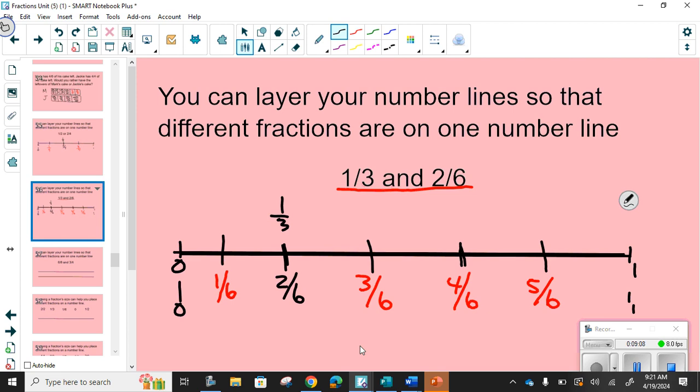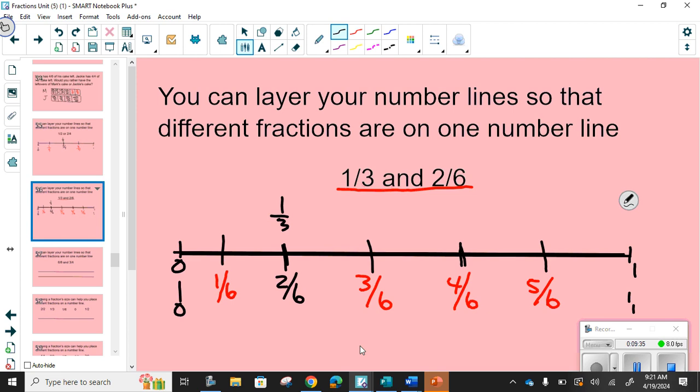Is there another place where they overlap? If you're not looking at your number line, it's going to be really hard for you to answer that question. Draw a third number line. There's another spot where they overlap. Look at your book. Where else did they overlap?